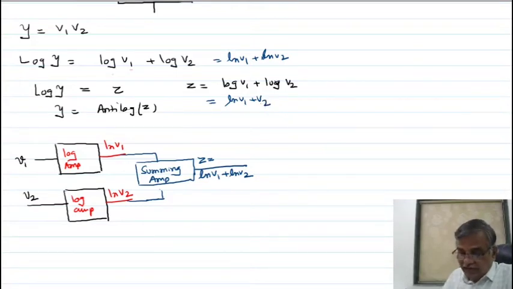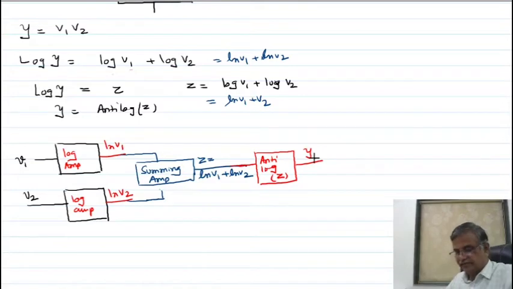Now to find the output, what do I have to do? I have to keep here an anti-log amplifier. Anti-log of Z, so I'll get my output Y. See what I did: I want to find Y, which is the multiplication of two input signals.